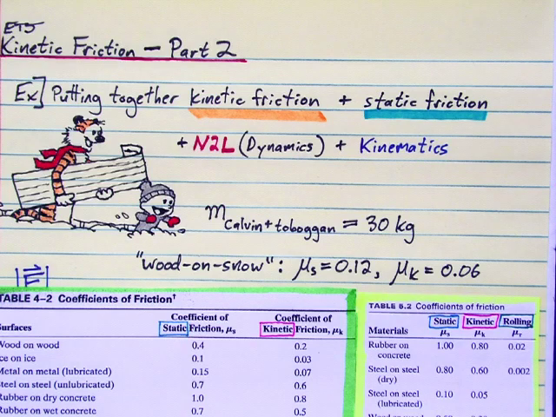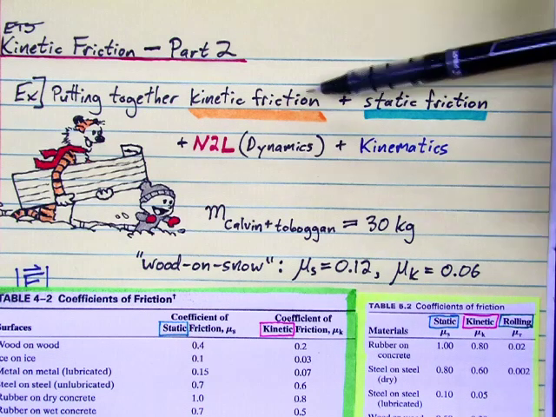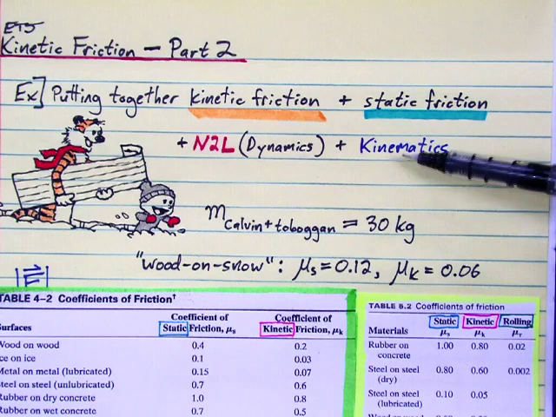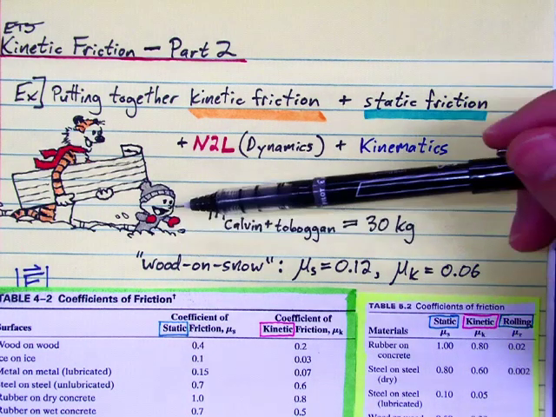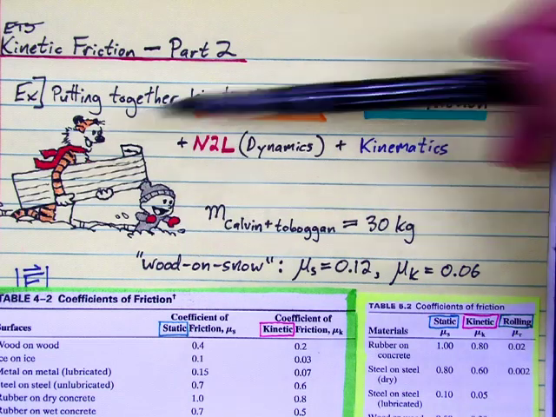Here's a scenario that requires you to put it all together. Kinetic friction, static friction, dynamics, and kinematics. I'll have a series of problems for you to solve, so get a calculator ready. Young Calvin and his best friend Hobbes are going sledding.